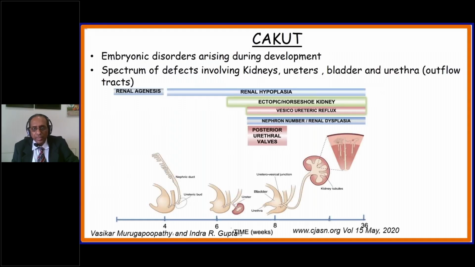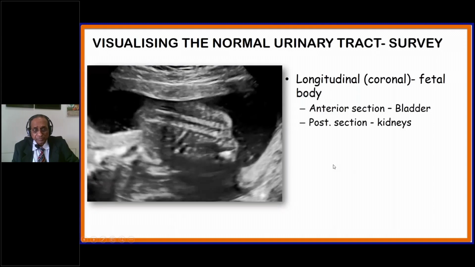Congenital anomalies of the kidney and urinary tract are embryonic disorders that occur during development. They are a spectrum of defects involving kidneys, ureters, bladder, and urethra. And as you can see, the development starts as early as 4 weeks and the development of the urinary system continues on to beyond 36 weeks.